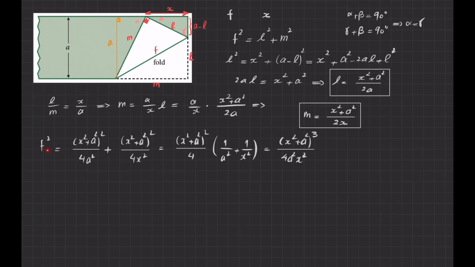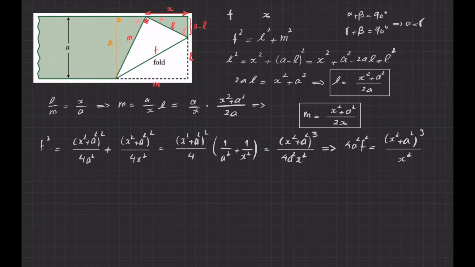Okay, but of course, be careful. You want to find f, so you have to take a square root of that. It makes the algebra a little bit more complicated. That is, of course, possible. If you're more comfortable, you can do that. But my trick that I want to use here, I multiply everything by 4a squared. So the left-hand side becomes 4a squared f squared, and the right-hand side, this will be cancelled. So I would write 4a squared f squared is equal to x squared plus a squared to the power of 3 divided by x squared.